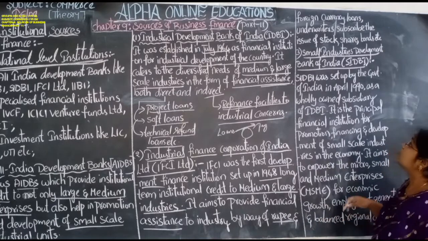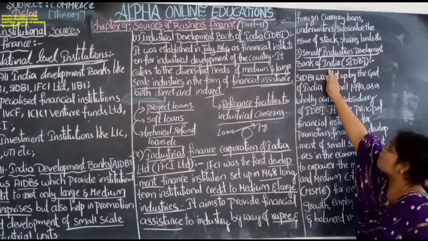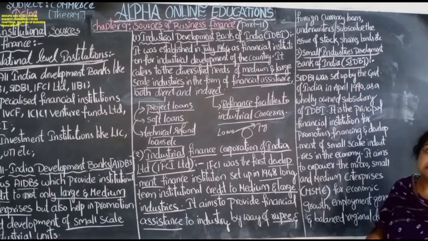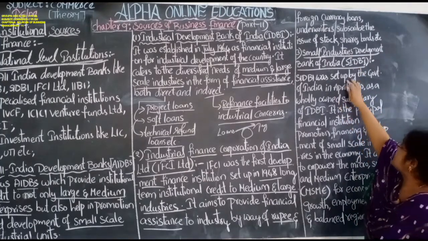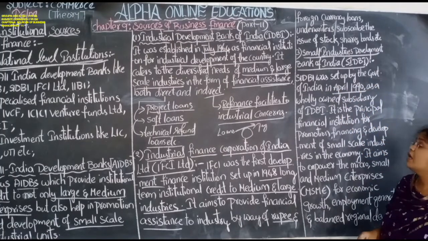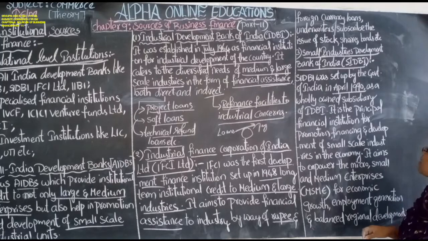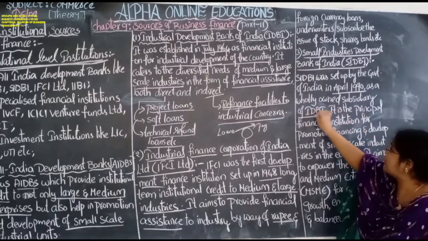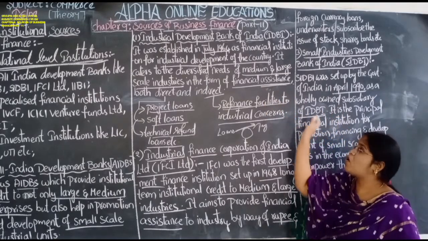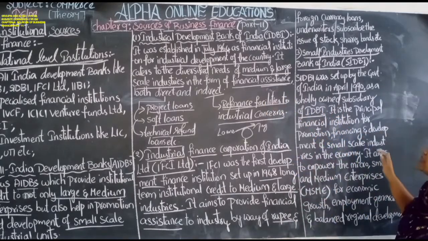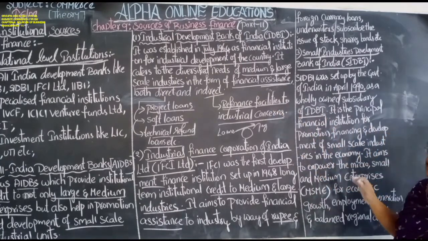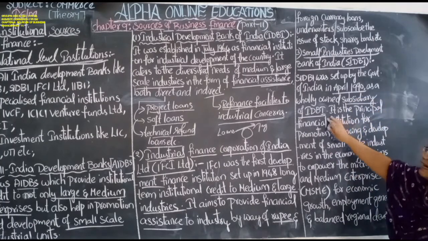Let us move on to the Small Scale Industrial Development Bank of India, that is SIDBI. SIDBI was set up by the Government of India in April 1990 as a wholly owned subsidiary of IDBI. It is a subsidiary, means it belongs to the IDBI.